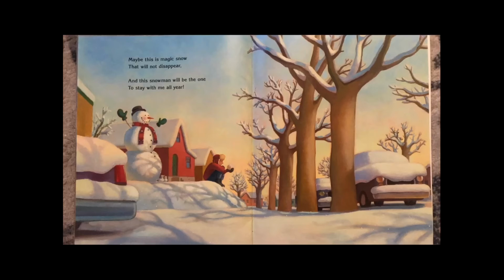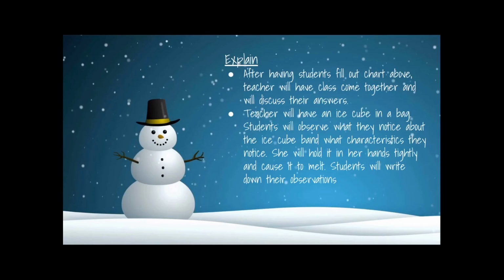So after having them fill out that chart, we will have the class come together and we will discuss all the answers. We will continue to explain it by having an ice cube, and they will observe what the ice cube is and what the characteristics are. The teacher will hold it in her hand tightly and cause it to melt. And they will write down their observations. And this is where they'll start making that connection to heat, and that heat is what causes it. And our bodies cause heat and all kinds of different things.